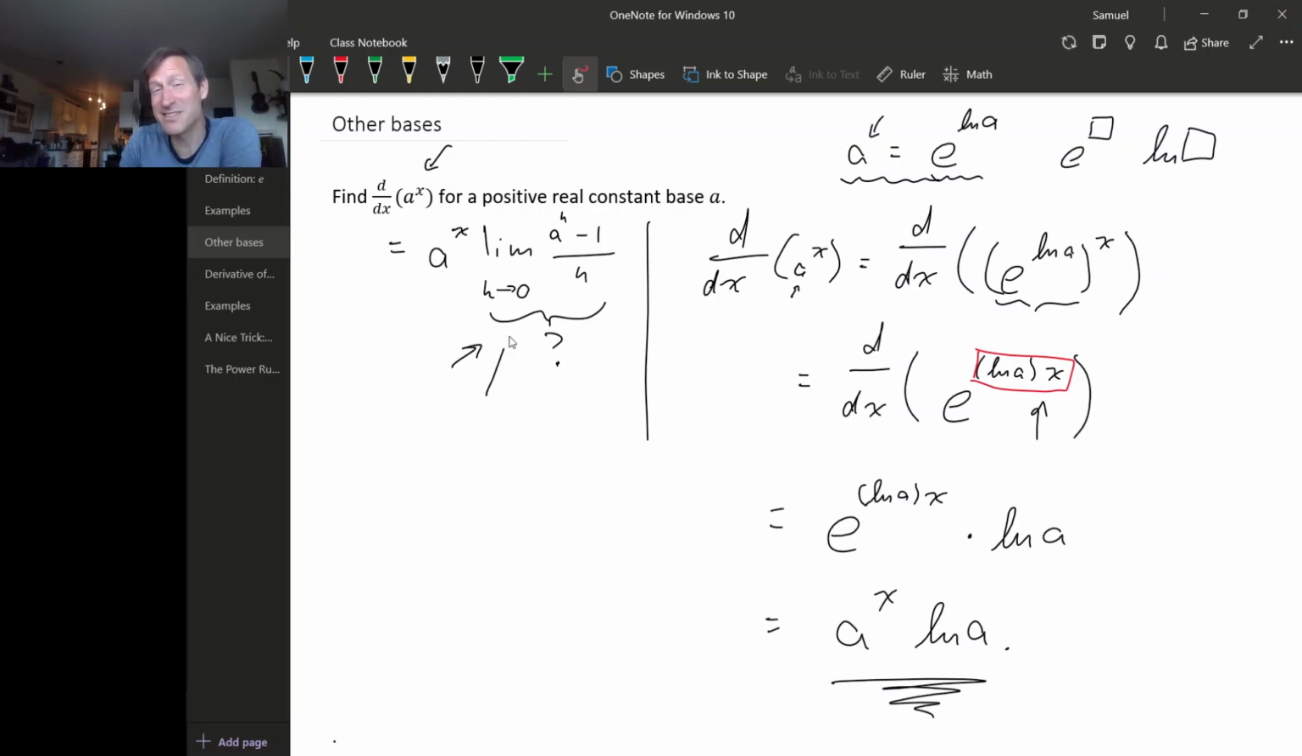Notice this also tells us the value of this limit, right? This limit is the thing that is multiplying a to the x when you take the derivative, so it turns out that that's natural log a. This limit is actually natural log a, which is a little surprising.